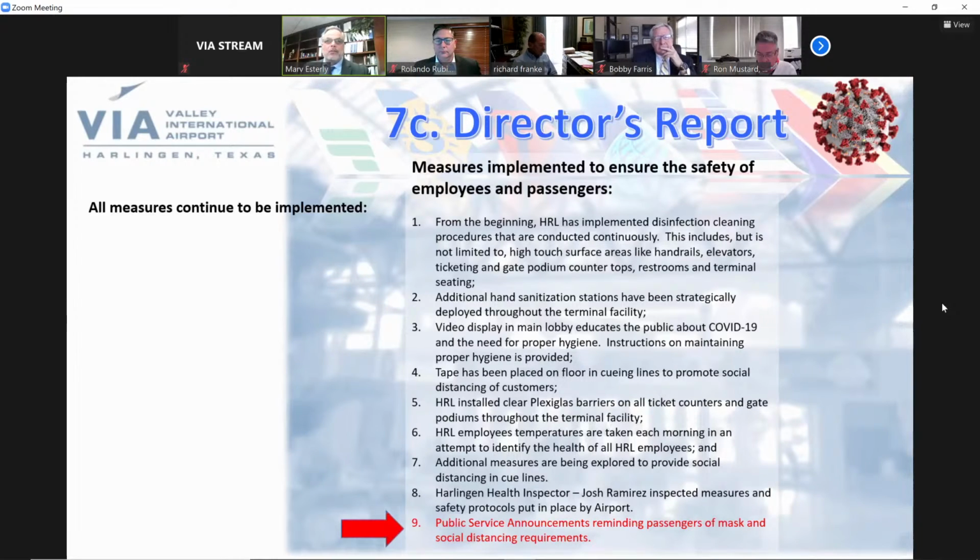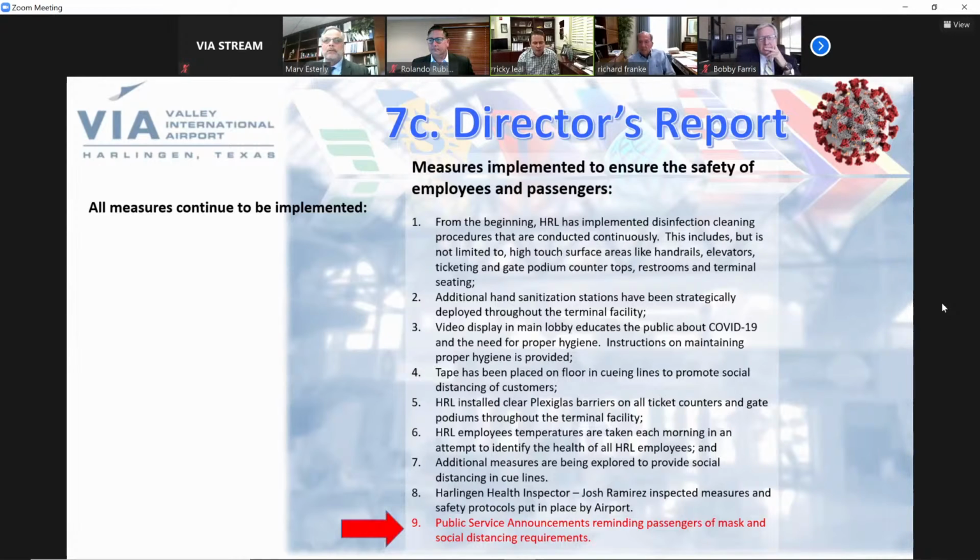So nothing's really changed on our implementation measures, but we're continuing doing everything that we've got done here on a regular basis. Marv, how is the mask wearing requirement enforced? Do you have employees asking folks to mask up if they're not, or how's that looked at?